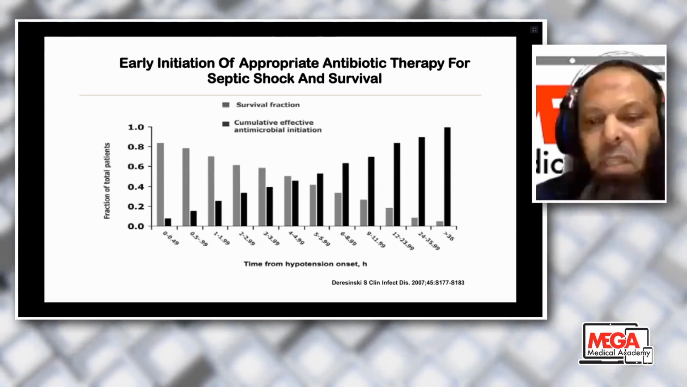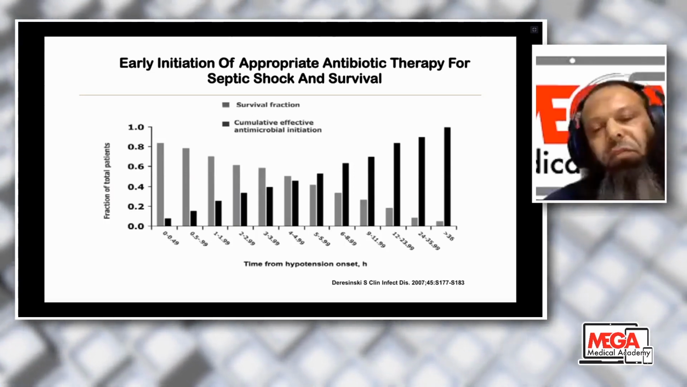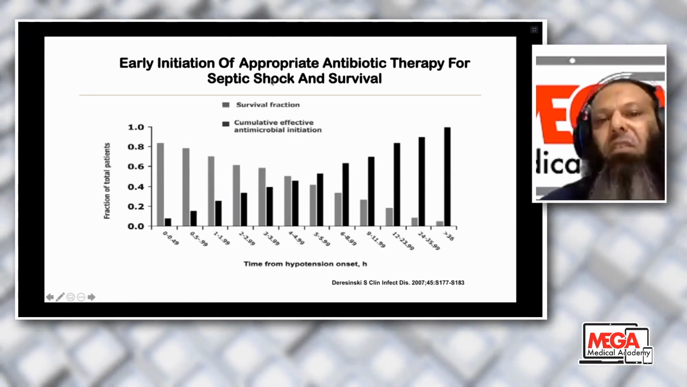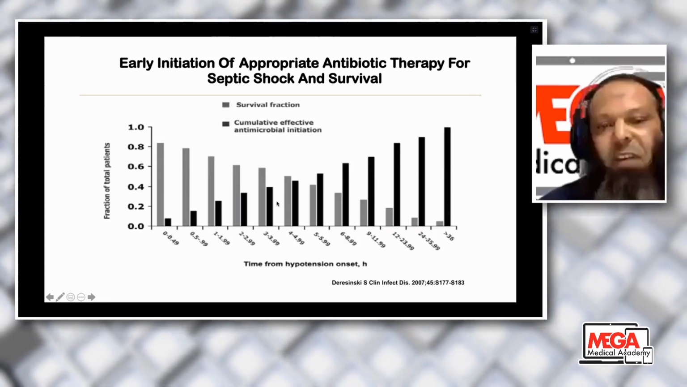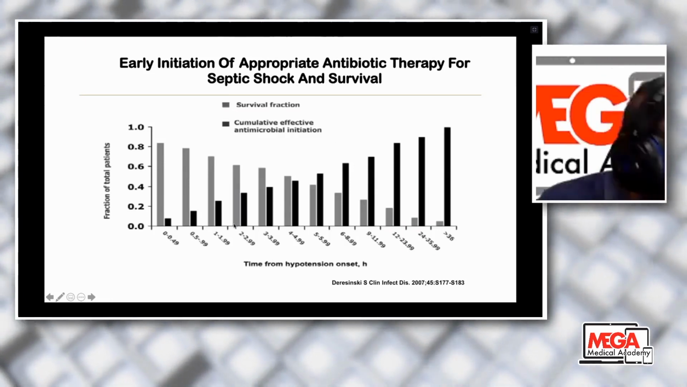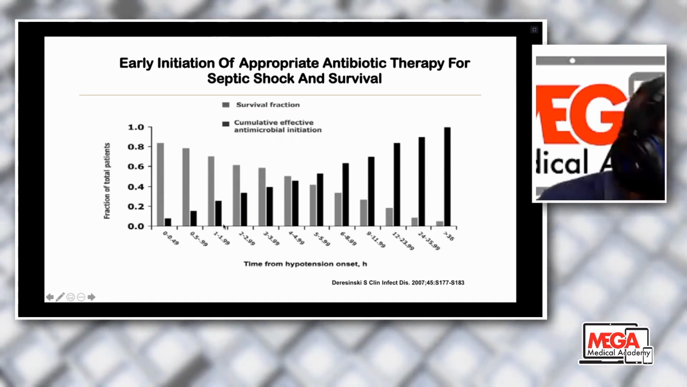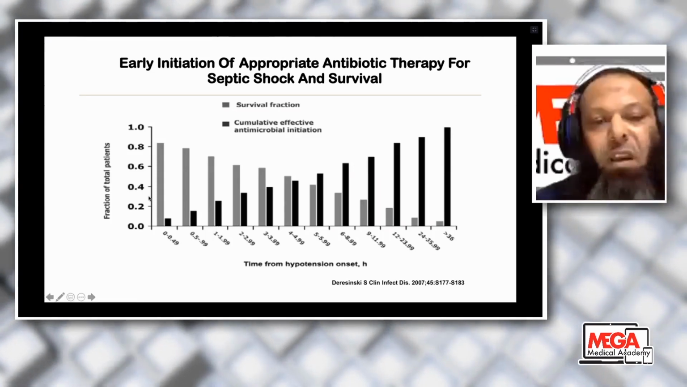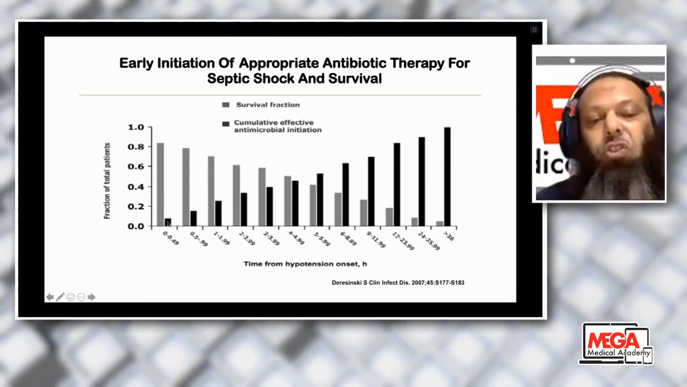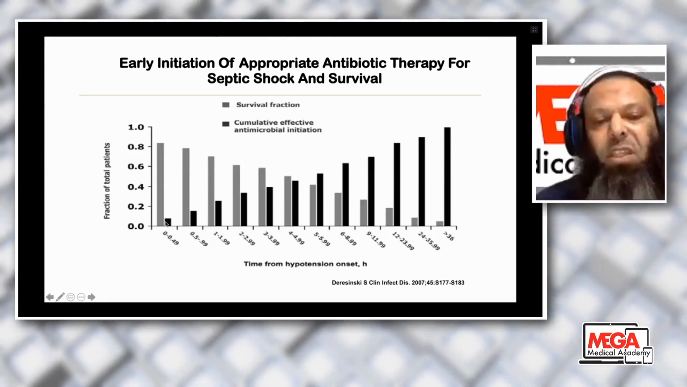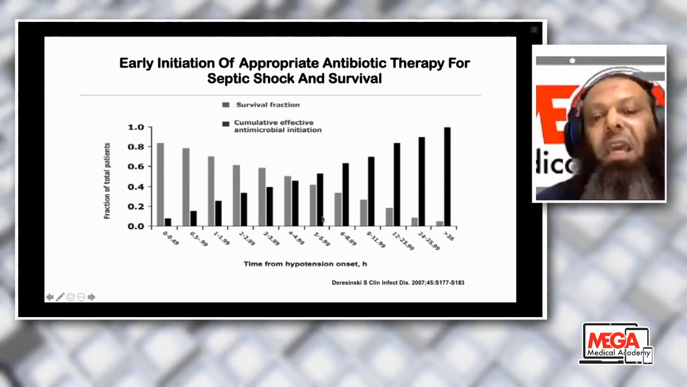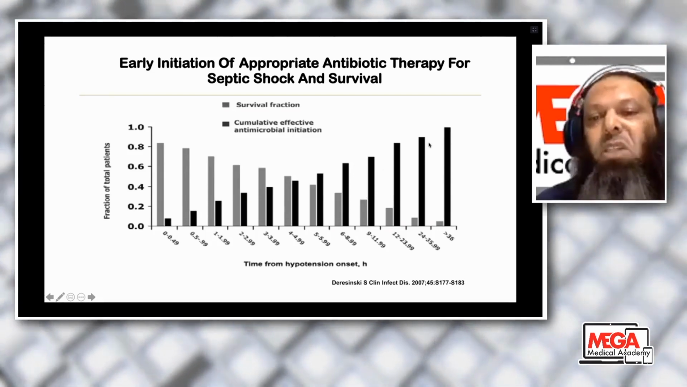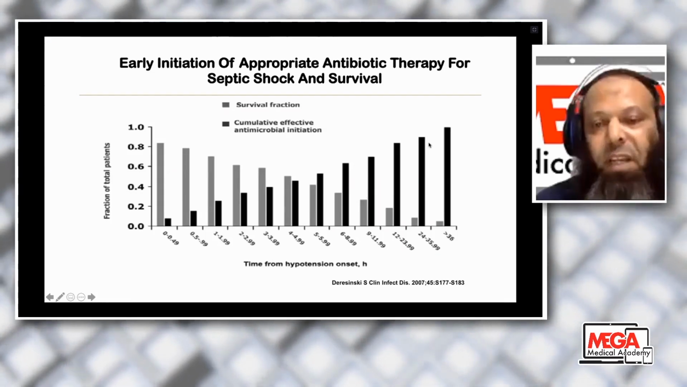And this is also a famous study from 2007. It correlates the early initiation of appropriate antibiotic therapy in septic shock and its relation to survival. And here, as we can see, the relation between the antibiotic and the overall survival is correlated to the early antibiotic administration. The delay in antibiotic administration is associated with an increased mortality rate and lower survival rate.